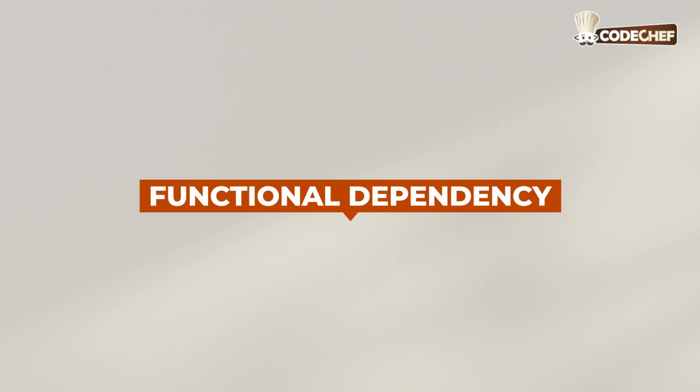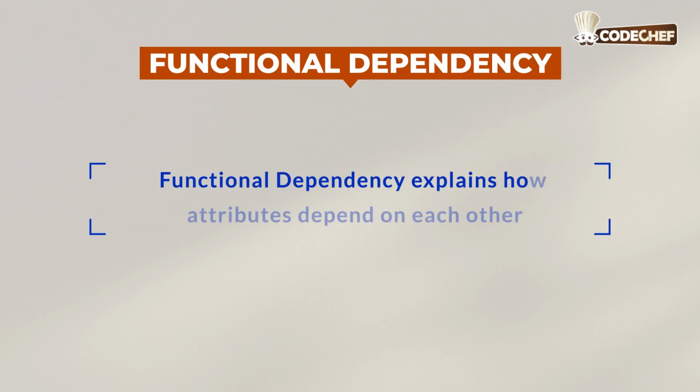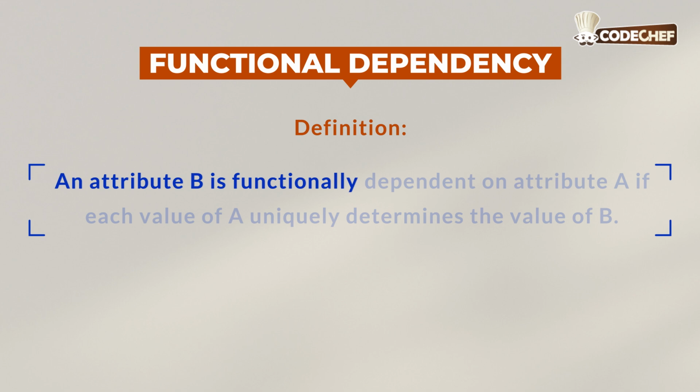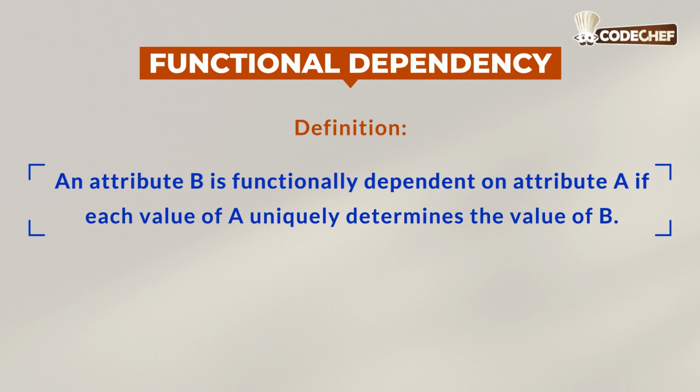Functional dependency. Functional dependency explains how attributes depend on each other. Let's understand this with the help of a formal definition. An attribute B is functionally dependent on attribute A if each value of A uniquely determines the value of B. This means if A can uniquely determine all the values for attribute B, then B is functionally dependent on A. Looking at the notation for this kind of dependency, we can write A → B. That means B is functionally dependent on A, or A is actually determining the value of B.